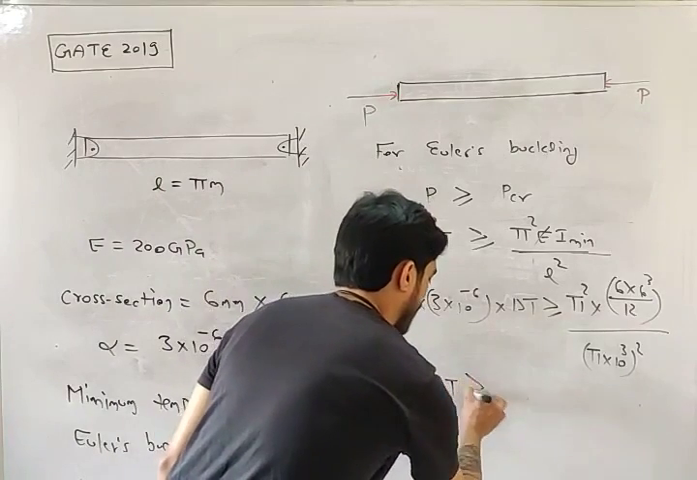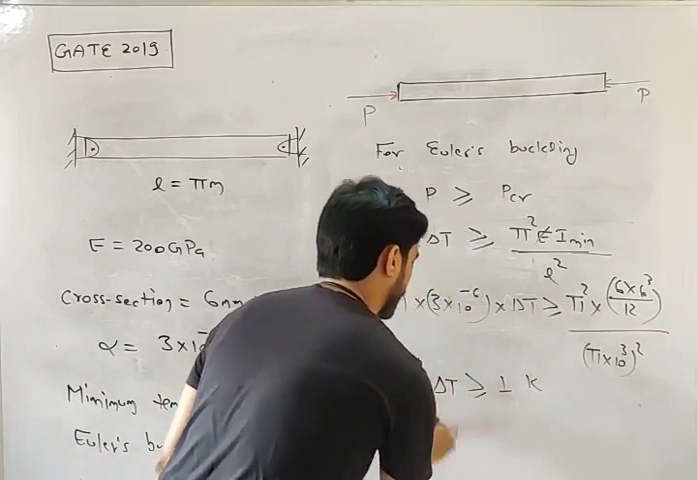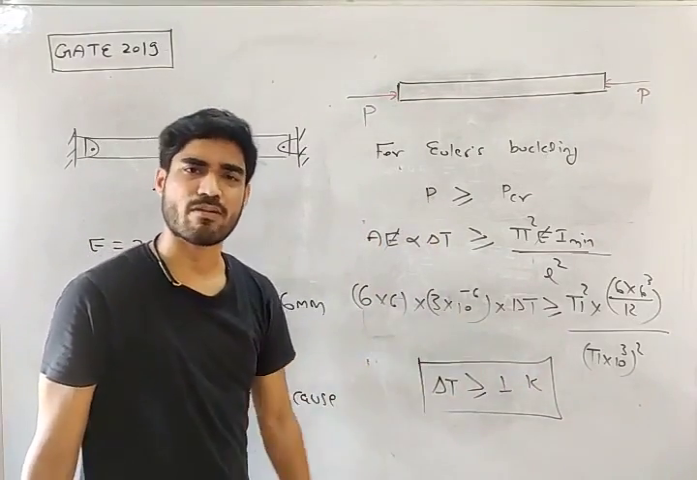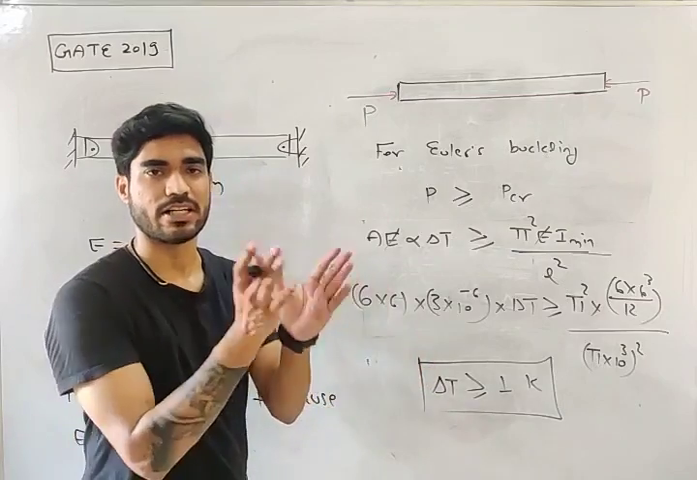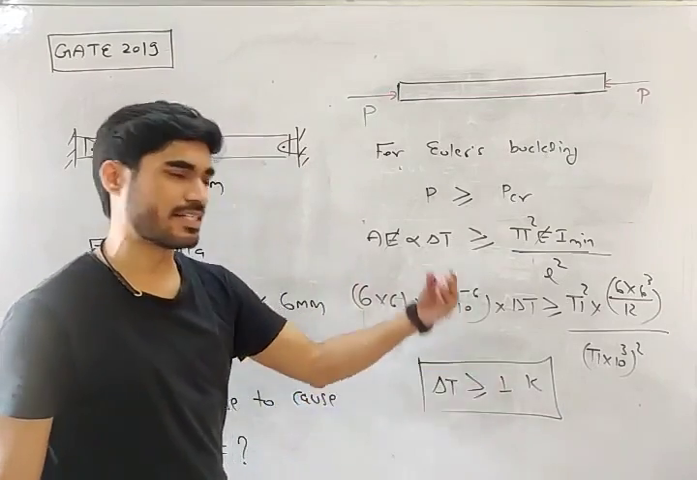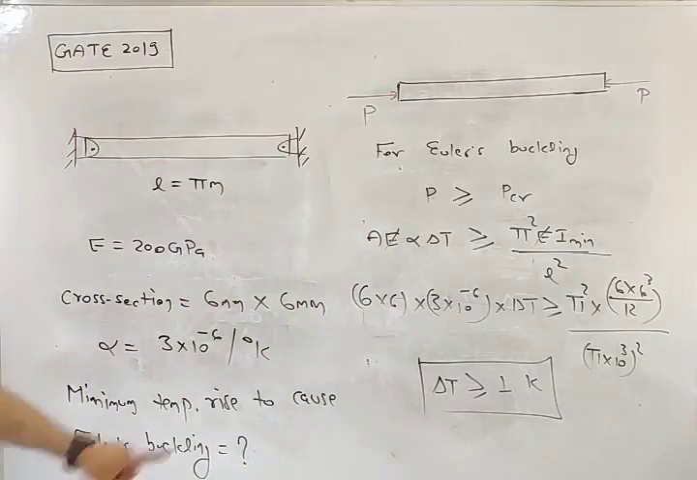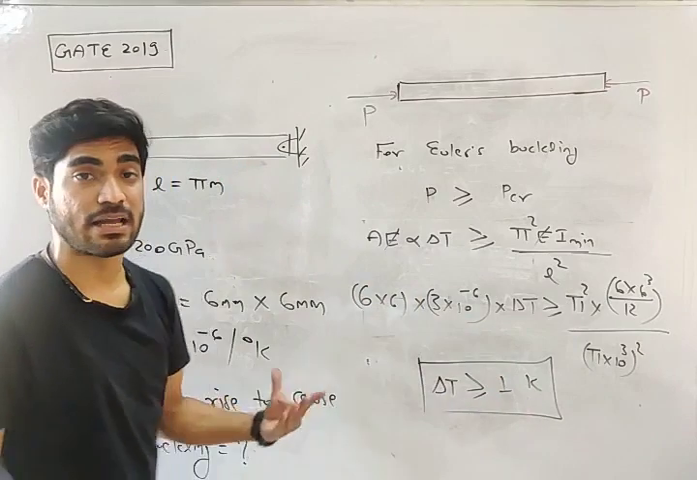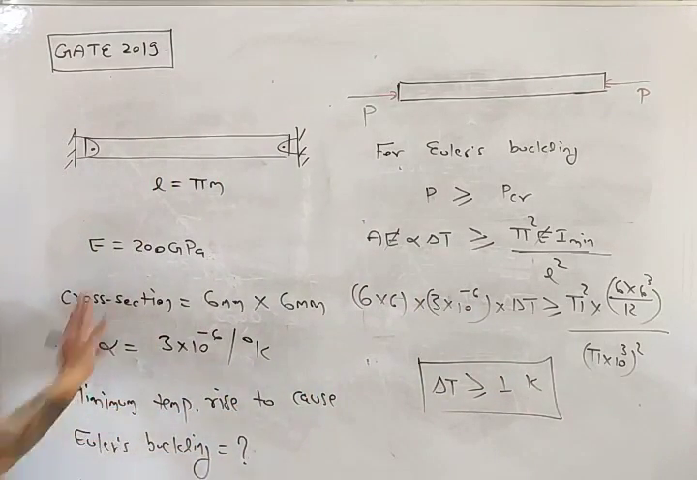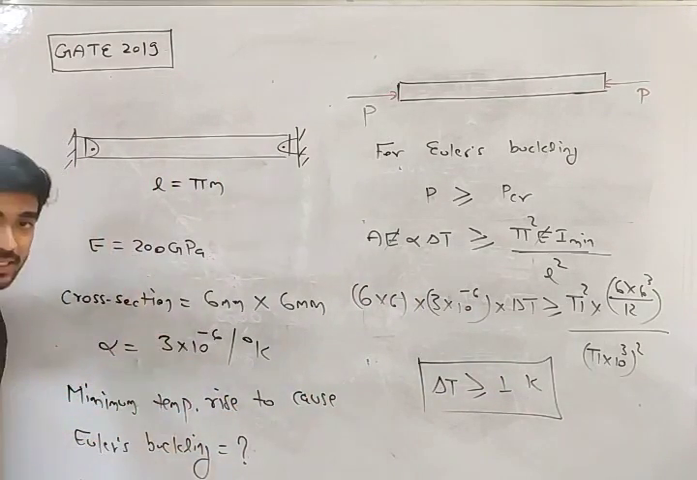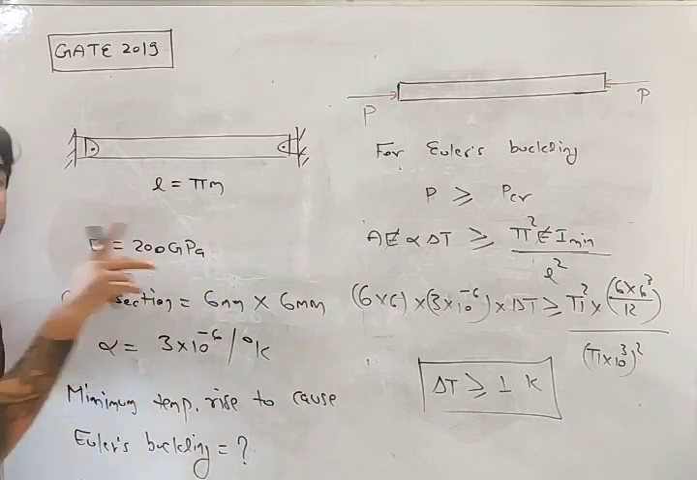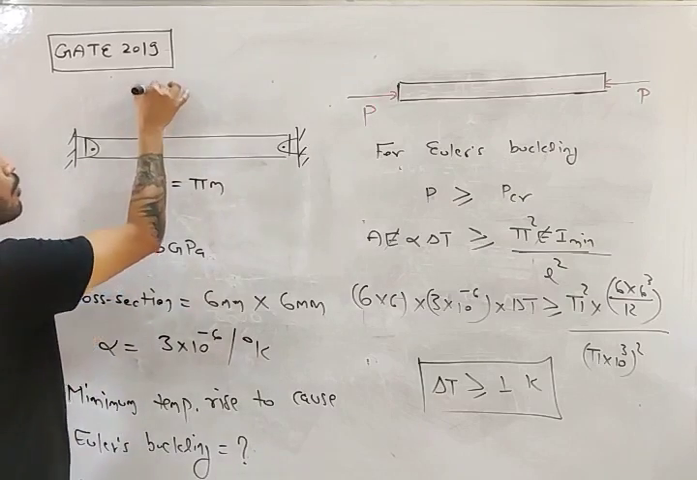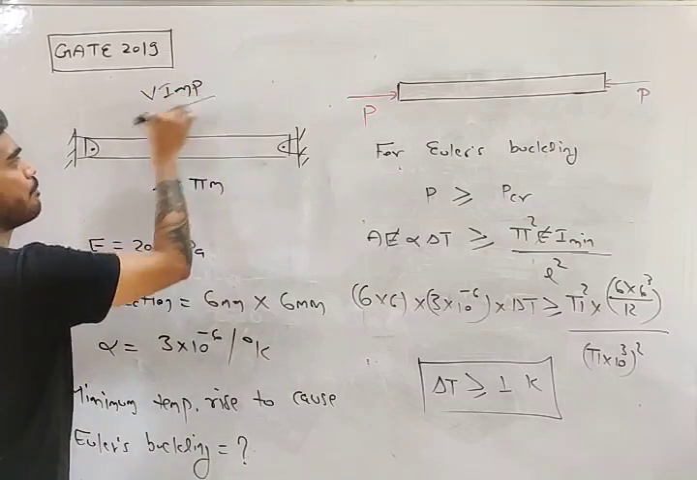If you calculate delta T, you will get 1 Kelvin or 1 degree centigrade. It is a change in temperature, T2 minus T1, so degree centigrade and Kelvin are the same. This is the minimum temperature. If the change in temperature is less than 1 Kelvin, there will be no buckling. But if you increase the temperature by 1 Kelvin or more, then it is going to buckle. This is a very important concept, my friend.